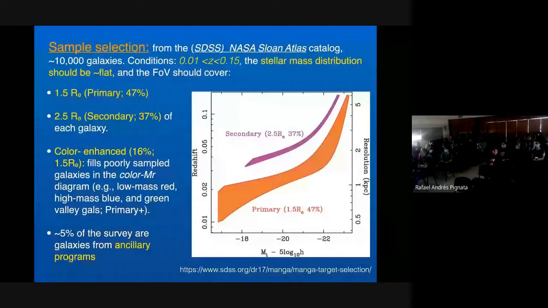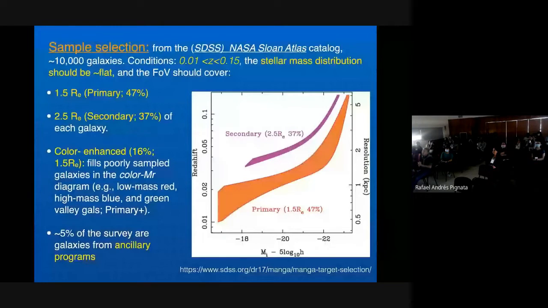The idea was to have more or less the same number of galaxies in different mass bins, from 10 to the 9 to 10 to the 11.5 solar masses, and the field of view should cover a given radius. There are three subsamples. The largest, the primary, 47% of the galaxies, should cover 1.5 effective radii of the galaxies. Then we have the secondary sample that should cover 2.5 effective radii of each galaxy.